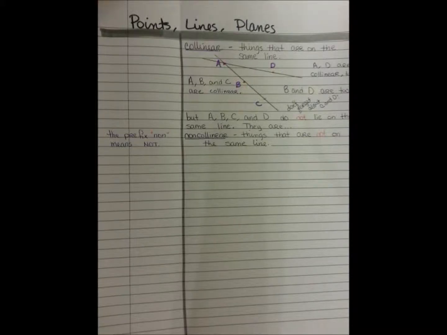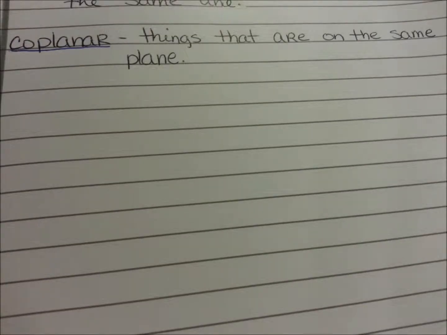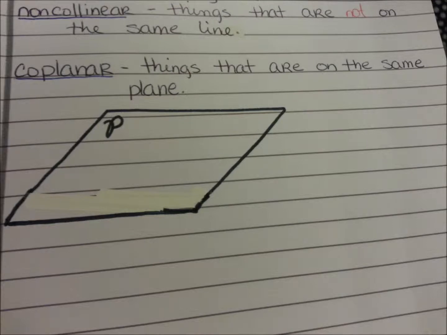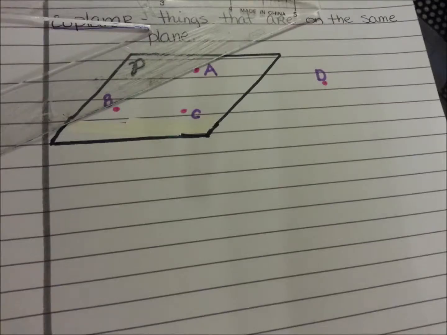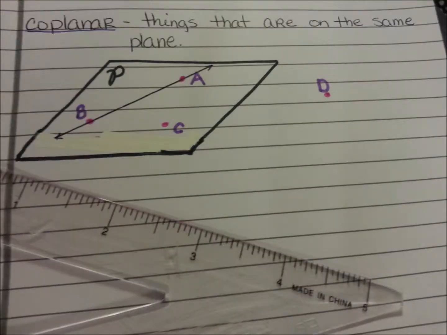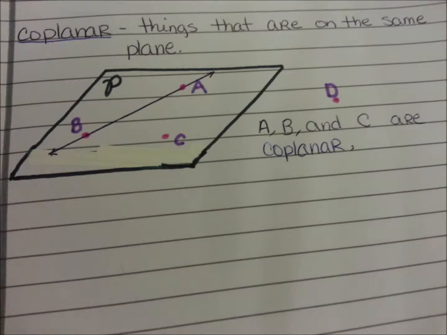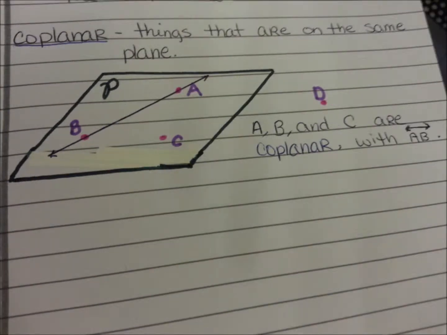We can extend this concept into planes and talk about things that are coplanar, all on the same plane. Like in this figure, A, B, and C are coplanar because they're all on the same plane. And the line that connects A and B, line AB, they're also coplanar too. There's the symbol for line AB. That little double arrow above the letters A and B, that's how we'd write it.